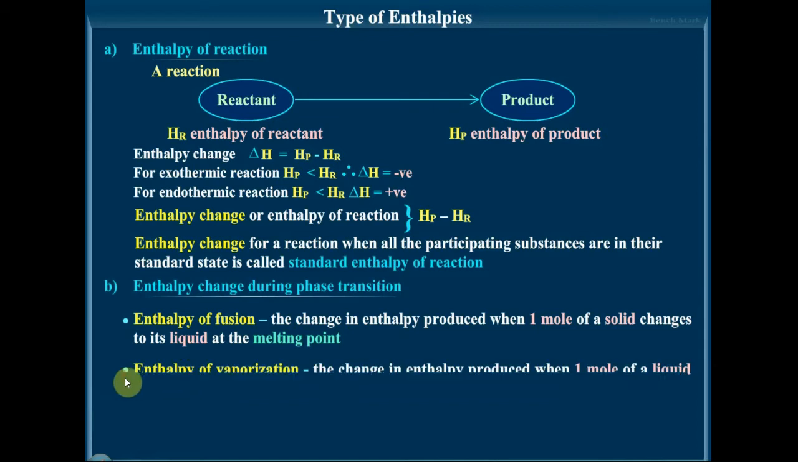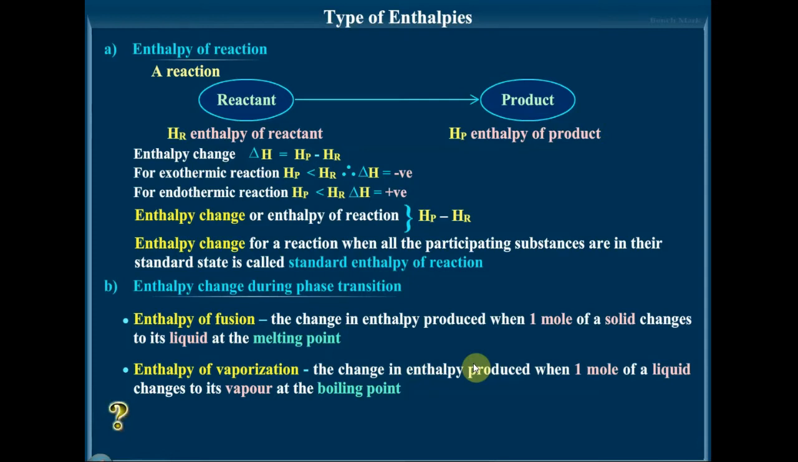Next is enthalpy of vaporization. The change in enthalpy produced, similar to enthalpy of fusion. Here it is H2O liquid. You can take example as water. H2O liquid 1 mole, the coefficient will be 1, getting converted to H2O gas. And its enthalpy of vaporization is its energy required to convert 1 mole of liquid into vapor. If it is water, its value is 40.6 kilojoules per mole.